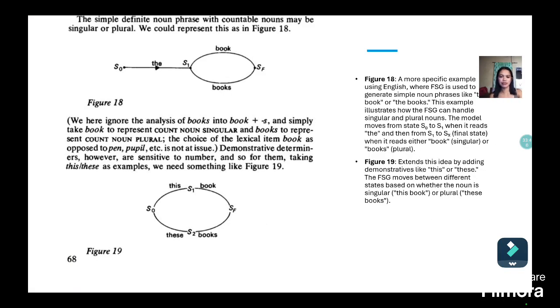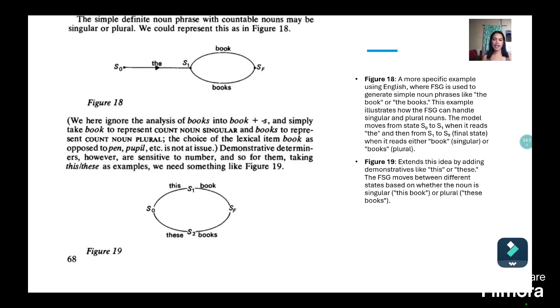Now let's proceed to figure 18. In this figure 18, a more specific example using English where finite state grammar is used to generate simple noun phrases like the book or the books. This example illustrates how the finite state grammar can handle singular and plural nouns. The model moves from state 0 to state 1 when it reads the, and then to the final state when it reads either book or books.